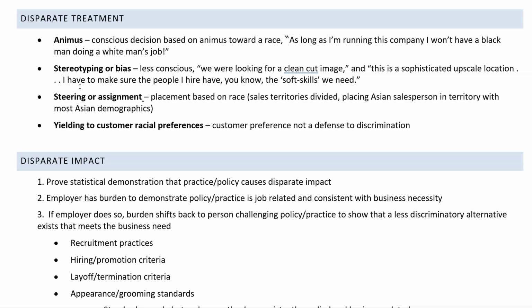Another thing to show disparate treatment is stereotyping or bias. This is less conscious, but more just based on stereotypes or biases that we might hold in our mind without being fully aware of them. So making statements like, we're looking for a, quote, clean cut image, or this is a sophisticated upscale location. I have to make sure the people I hire have the, quote, soft skills that we need. Kinds of statements where I'm going to be excluding certain people with certain clothes, certain hairstyles, certain whatever it is I'm looking for. And rather than coming right out and saying it, I'm saying these sort of weasel word type of things.